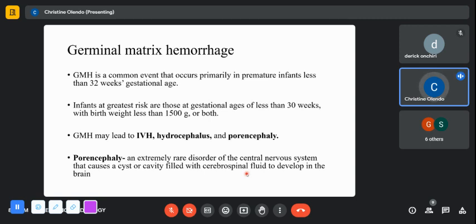It occurs primarily in premature infants less than 32 weeks, as we have already described. The risk is greater in infants with a gestational age of less than 30 weeks and a birth weight of less than 1,500 grams, or a combination of both. The hemorrhage may lead to intraventricular hemorrhage, hydrocephalus, and porencephaly, which is an extremely rare disorder that causes a cyst or a cavity filled with CSF to develop in the brain.